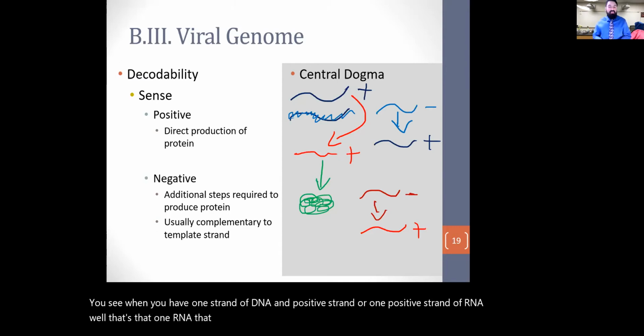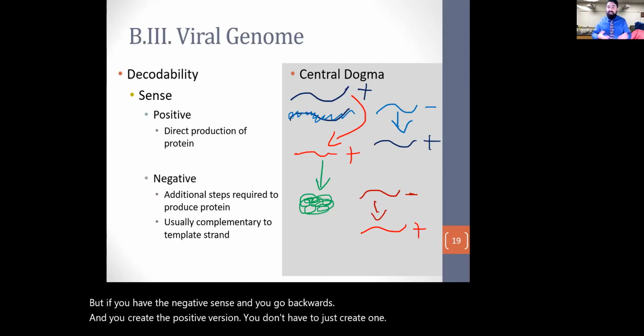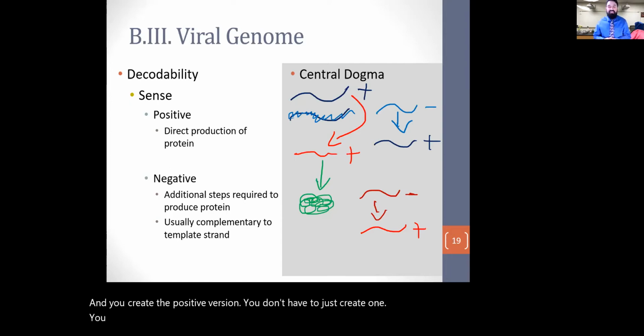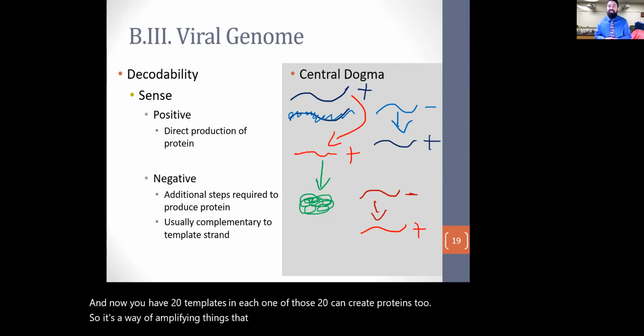Fine. But if you have the negative sense and you go backwards and you create the positive version, you don't have to just create one. You can create 20 copies of the positive version. And now you have 20 templates. And each one of those 20 can create proteins too. So it's a way of amplifying things, making things more efficient, increasing the amount of copies you can make in a shorter amount of time.